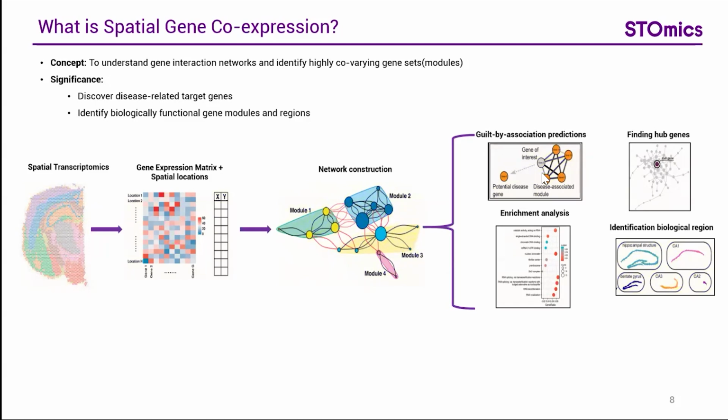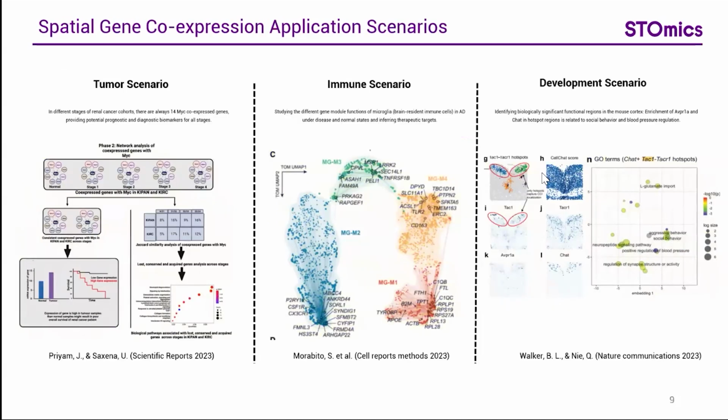Here, I have summarized 3 application scenarios of spatial gene co-expression from articles. I hope this helps everyone better understand this technology's applications. First, in tumor research, researchers use gene co-expression functions to analyze renal cancer cohorts at different stages. Results show that 14 MYC genes were co-expressed across different stages. These genes can serve as potential prognostic and diagnostic biomarkers for further analysis.